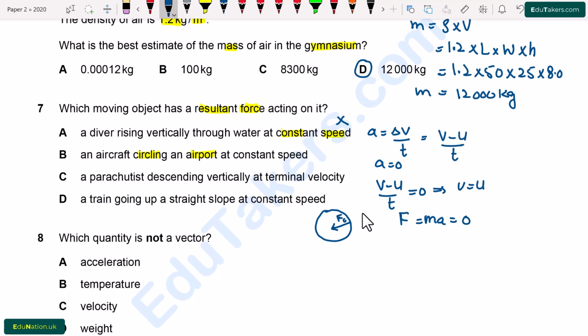Here the speed remains constant, only the direction of the velocity changes. So by changing the direction of the velocity, there will be acceleration. So option B is correct. We also see the other. A parachutist descending vertically at the terminal velocity. So here terminal velocity means constant speed.